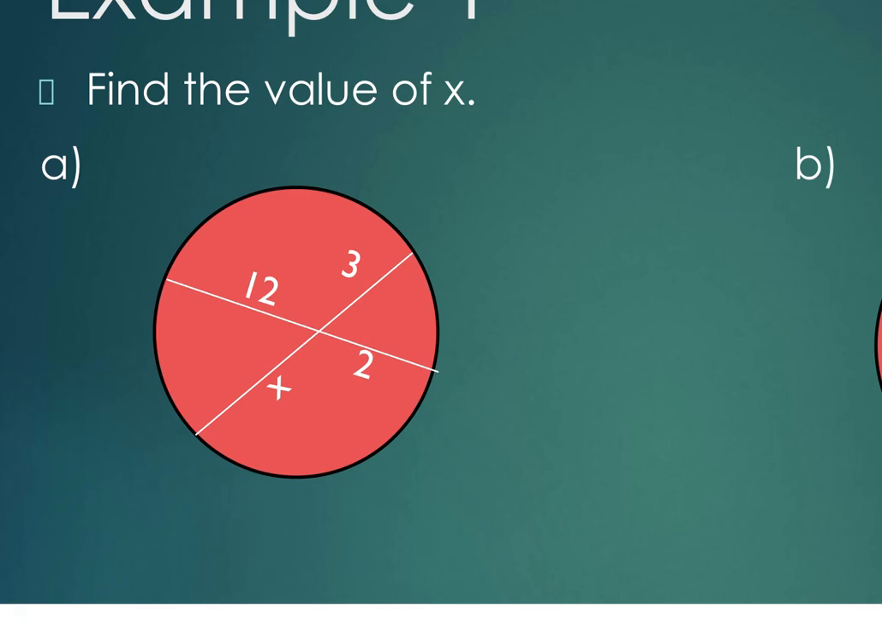Two chords intersecting inside a circle, what would you guys do here? 12 times 2 and 3 times x, and set it equal to 3 times x. You're going to get 24 equals 3x. Divide by 3 and you get x equals 8.